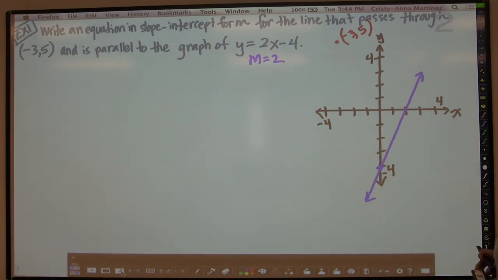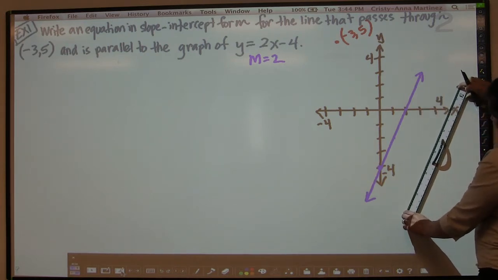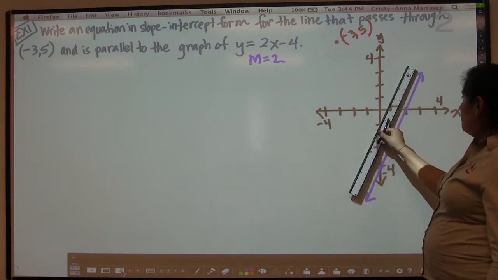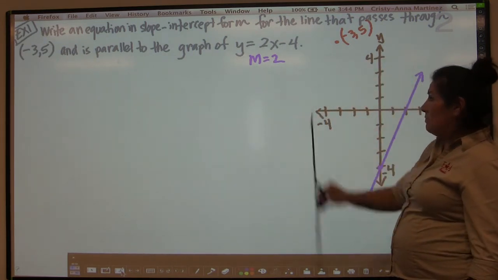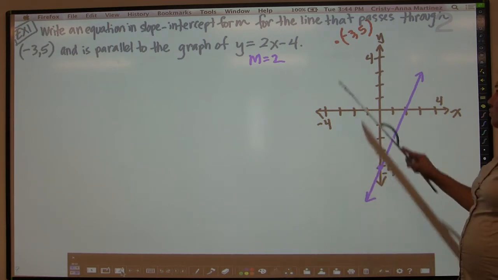Any line that has the same slope of 2, so this ruler here, that would be parallel, parallel, parallel. All these lines would be parallel, but they wouldn't pass through this point.